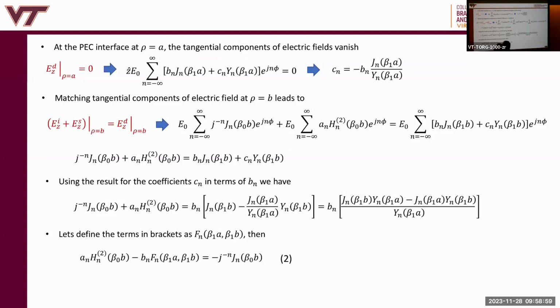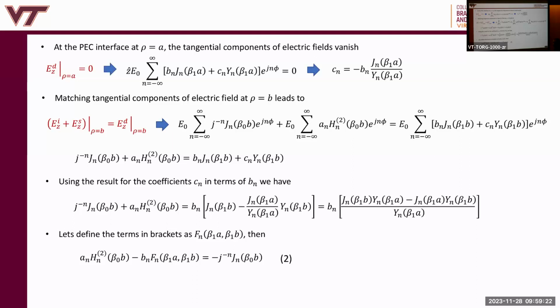And then we're going to call everything in this bracket here Fn, and you'll see why. So we have Bn times Fn here equal to J to the minus n, and we throw this to the other side and throw this term to the other side. And we have this expression. Everybody see how we got that? Okay, good.